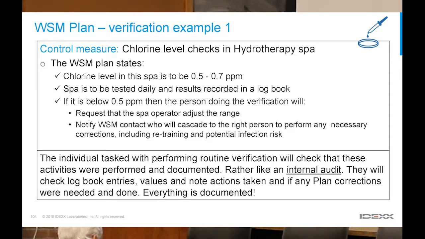So the individual that's actually tasked with performing the routine verification check will look at logbooks. They'll make sure that all the values have been within that 0.5 to 0.7 ppm, and they'll note if there were any actions taken, if it was outside of those parameters, and take any corrective, and if the corrective actions were taken if needed, and everything is documented, right?